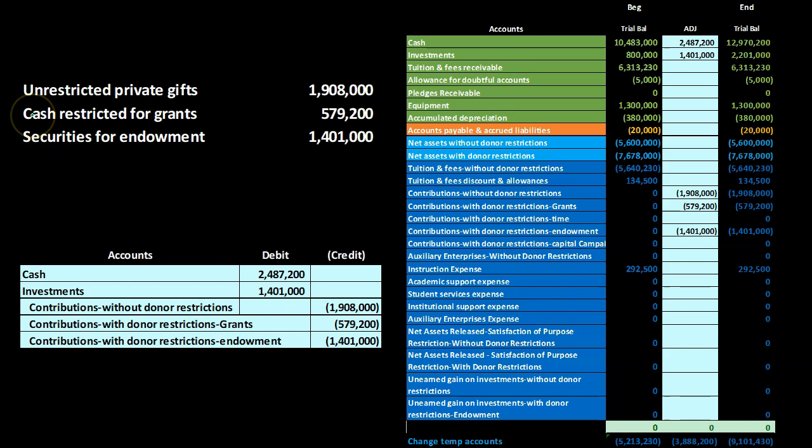So if we have the unrestricted private gifts, we're going to assume that those private gifts are with money, and therefore we're going to be debiting the cash.